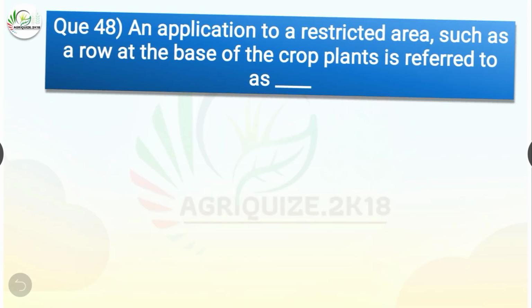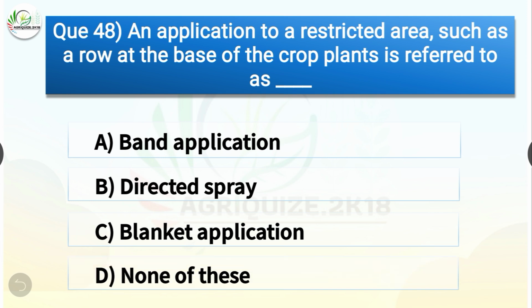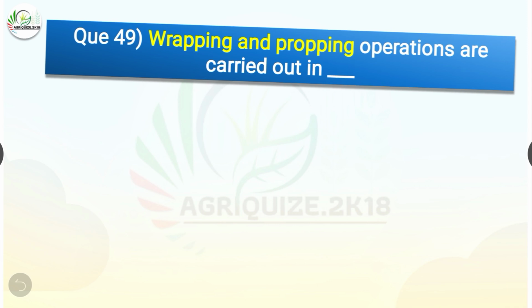Question number 48. An application to a restricted area such as a row at the base of the crop plants is referred to as. The options are band application, directed spray, blanket application, or none of these. The correct answer is option B, directed spray. So an application to a restricted area such as the row at the base of the crop plants is referred to as directed spray.